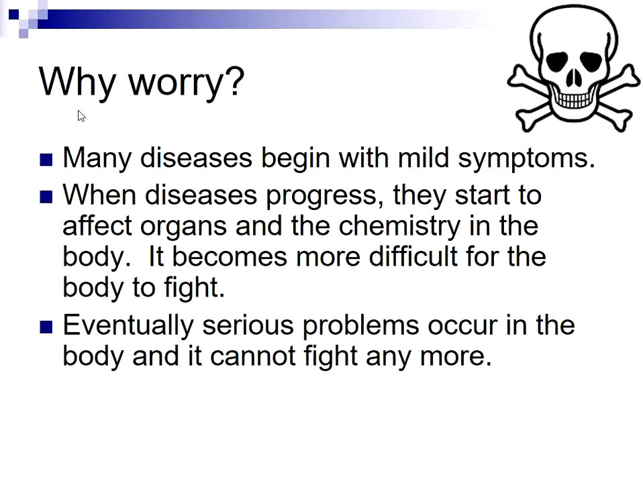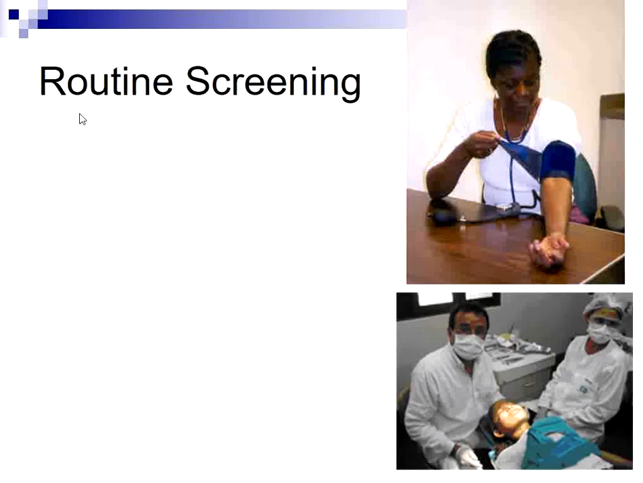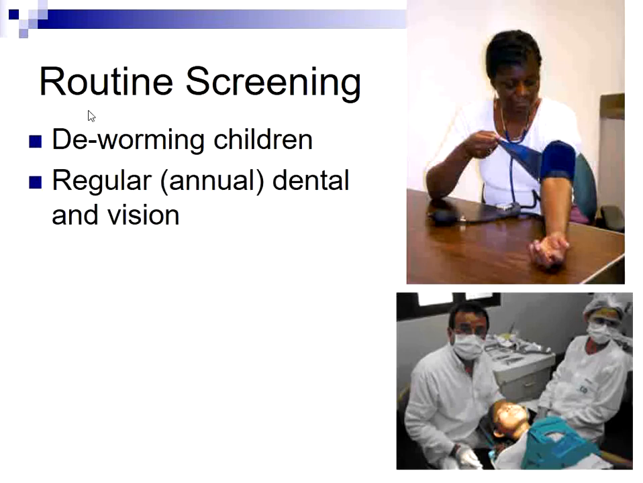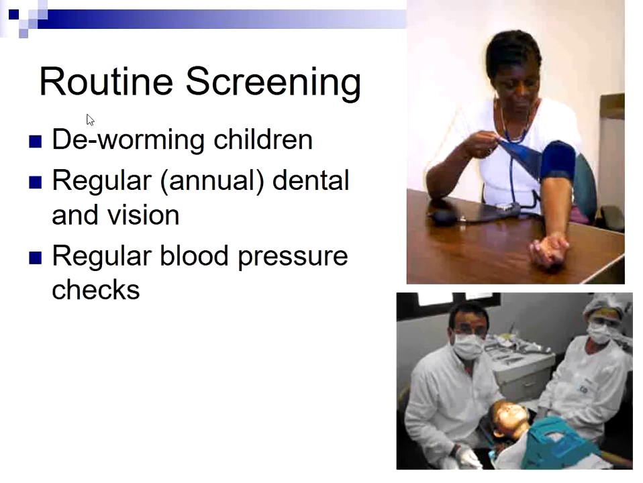And of course, eventually some of these serious issues may occur in the body and you cannot be able to fight. How do you identify these signs of an illness? This leads me to the concept of routine screening. Routine screening means you go to your doctor on a routine basis. You say every month, maybe in 3 months, I go to my doctor to check, to deworm me. We always think deworming is only for children, but even in adults, we need to be dewormed. You want to go for regular dental checks or annual vision checks. You want to check your blood pressure.